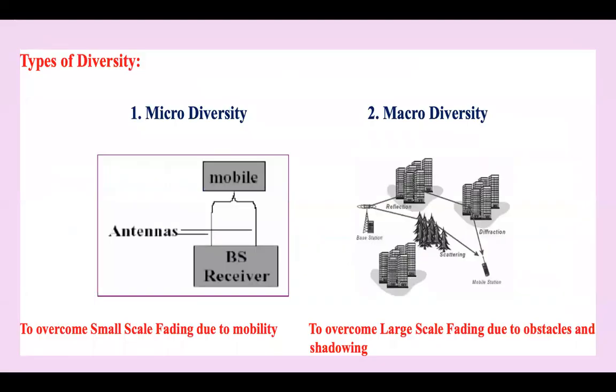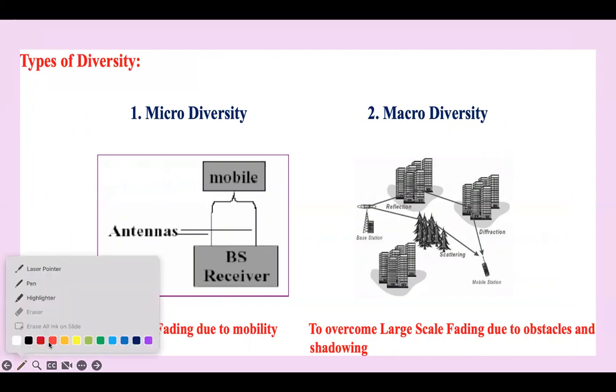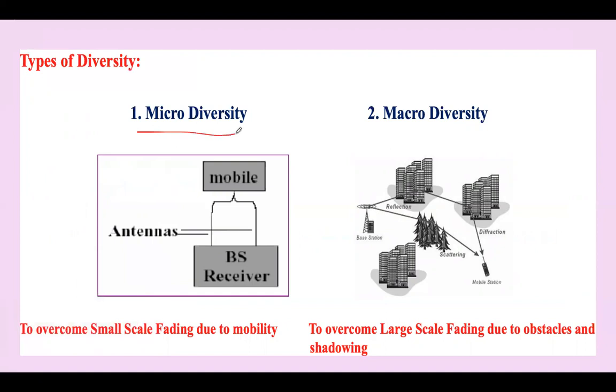So there are two types of diversity. The first one is microdiversity, and the second one is macrodiversity. In case of microdiversity, what we try to do is overcome small scale fading. Whereas in case of macrodiversity, we try to overcome large scale fading due to obstacles and shadowing.